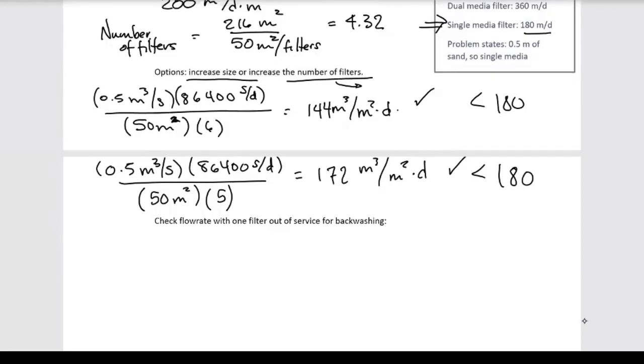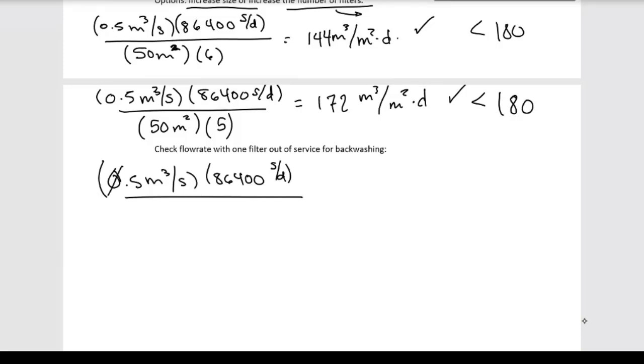Now, we could also try, can we achieve an approach velocity of less than 180 with only 4 filters?